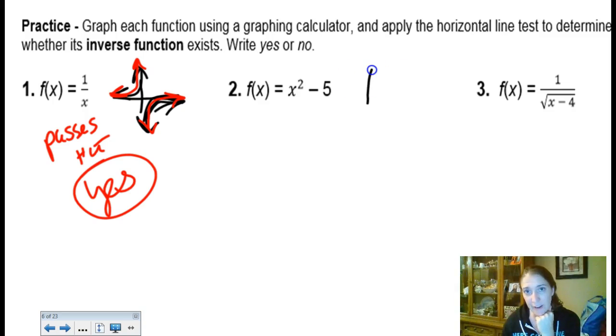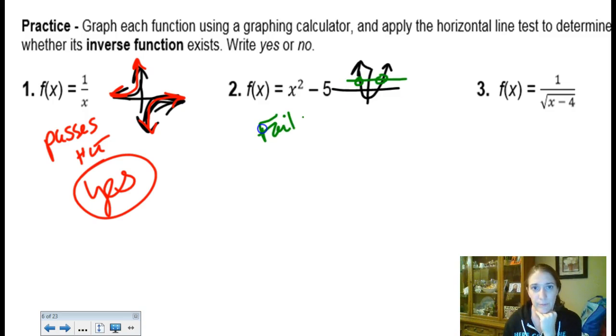This next one, if I graphed it, would be a parabola shifted down 5, so something like this. So while the parabola is a function, that's not what they want to know. They want to know if its inverse would be a function. So it fails the horizontal line test, so the answer to this one would be a no.